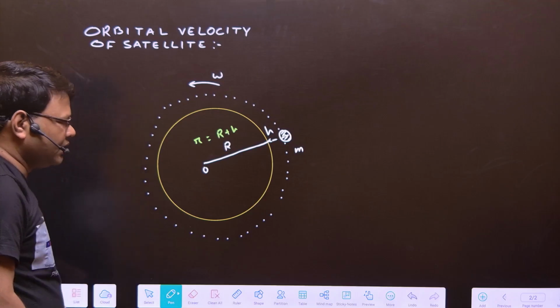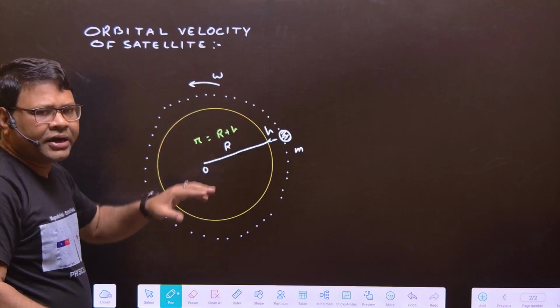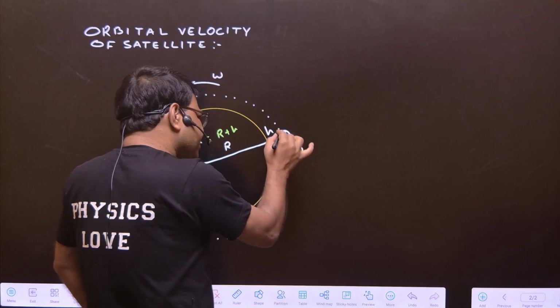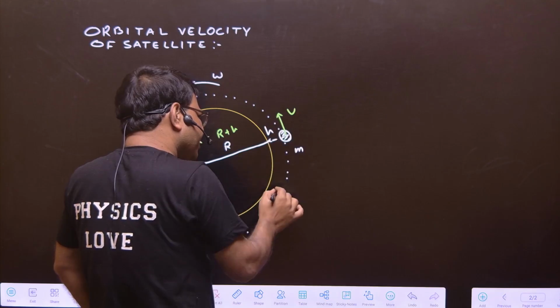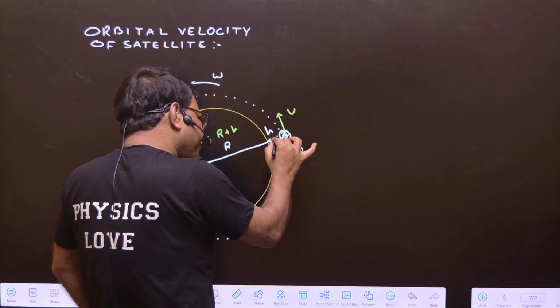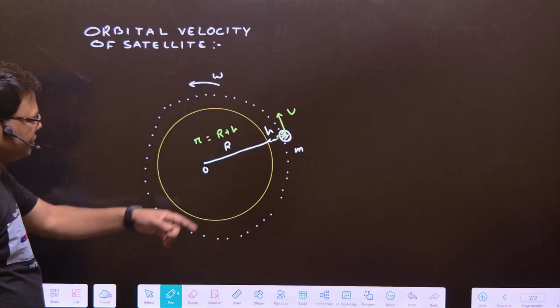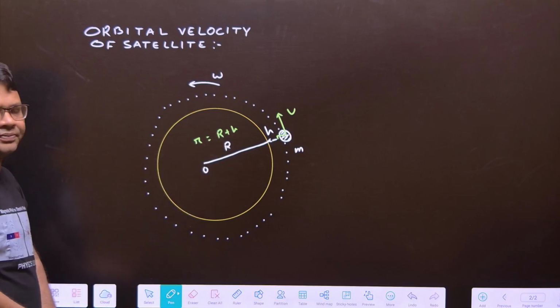Am I clear? And what will be the direction of the velocity of the satellite? It is along the tangent at any point on the circular path. When the satellite is here, the direction of the velocity is along the tangent, and the tangent should be at 90 degrees with the radius of the circle or circular orbit. This is the velocity of the satellite. It is called the orbital velocity.